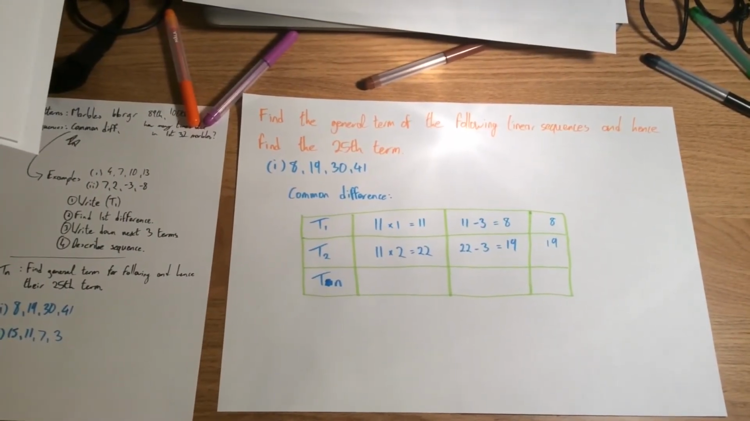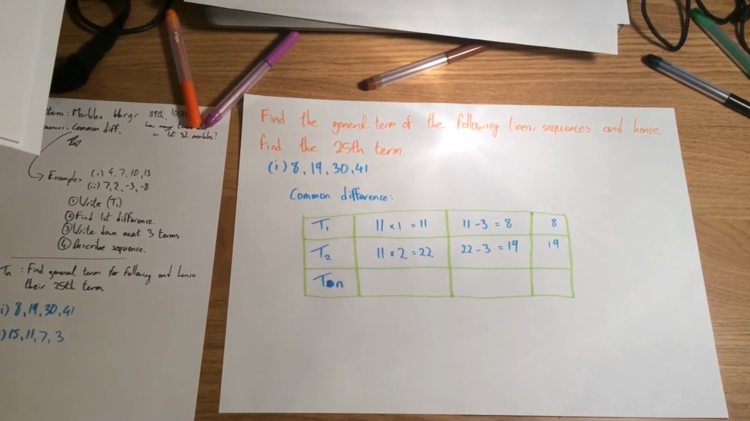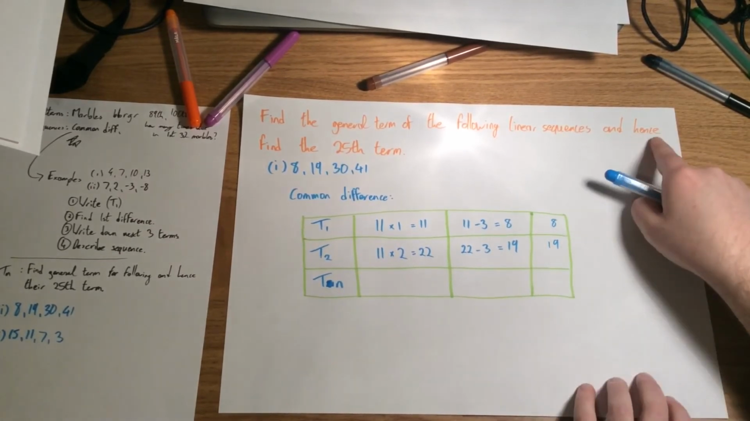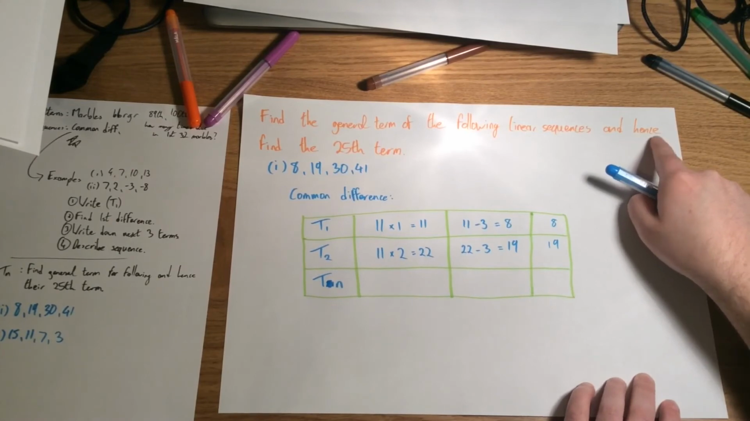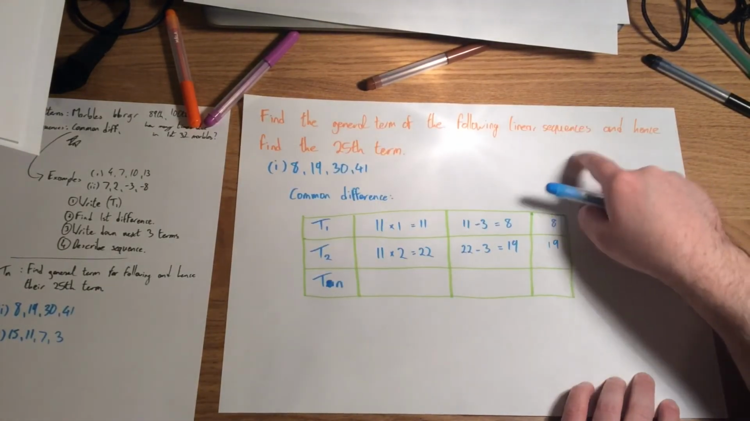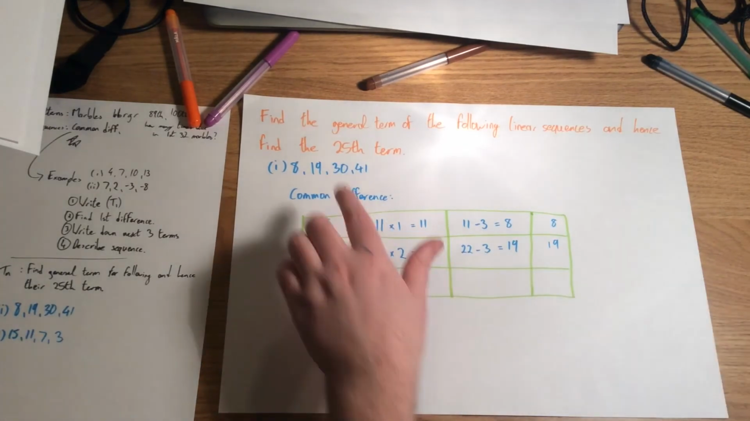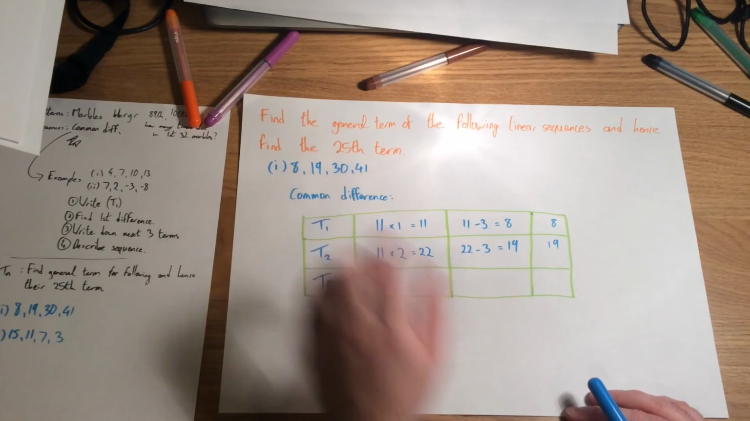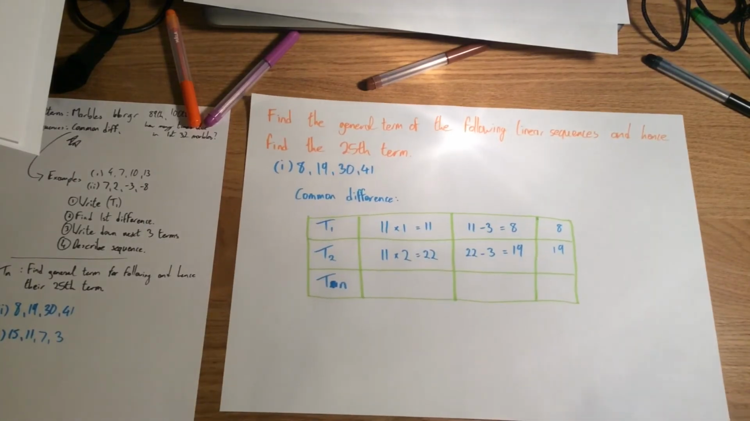Okay, so I've just taken a moment there to set up the question. The question says, find the general term of the following linear sequences and hence find the 25th term. So there's that word hence that we mentioned the other day. When you see the word hence, it means it wants you to use what you've just done. Okay? So find the general term of the following linear sequence. Well, there's our linear sequence: 8, 19, 30, 41. I'll give you a second to see if you can think of the common difference there.